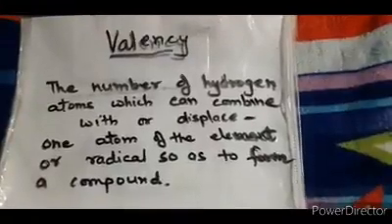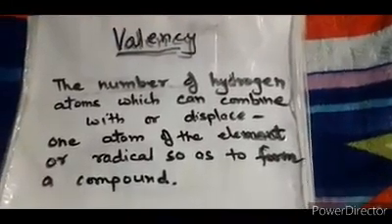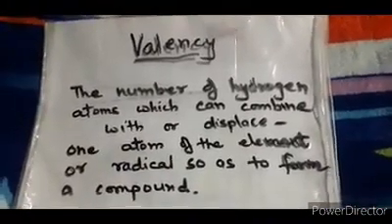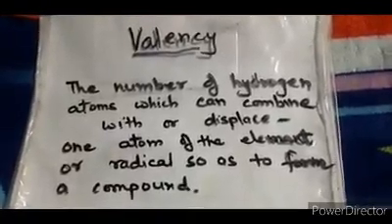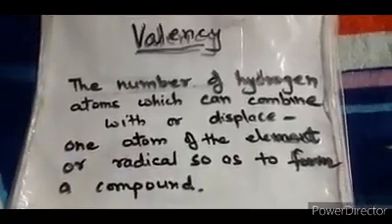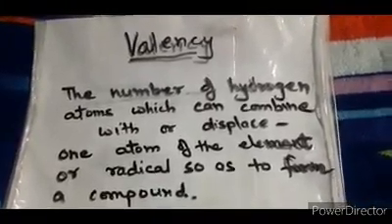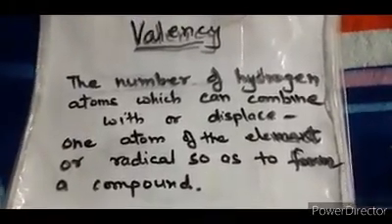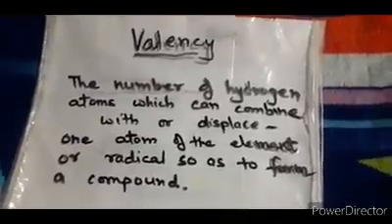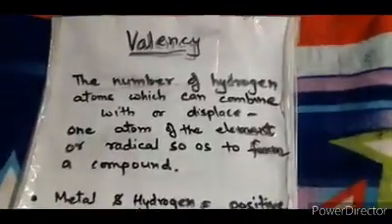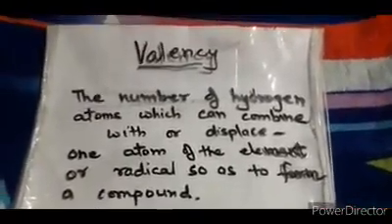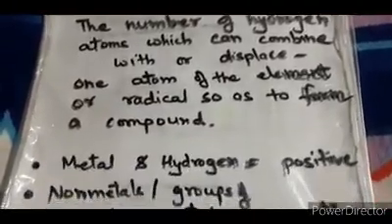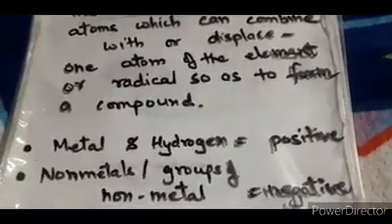Now valency: the number of hydrogen atoms which can combine with or displace one atom of an element or radical so as to form a compound. So what does this definition mean? Why do we say that the number of hydrogen atoms are combining with some other element? When the hydrogen atom combines with the other element or radical, it always gives a particular valency. We'll see later with a suitable example, but we have to focus on two things: all the metals and hydrogen have positive valency, and non-metals and groups of non-metals have negative valency.